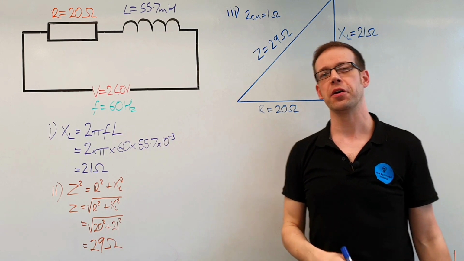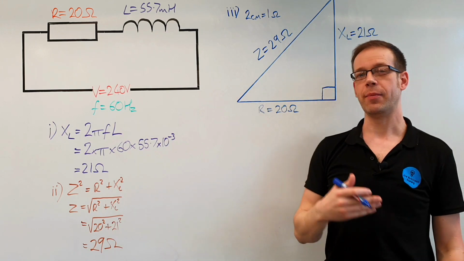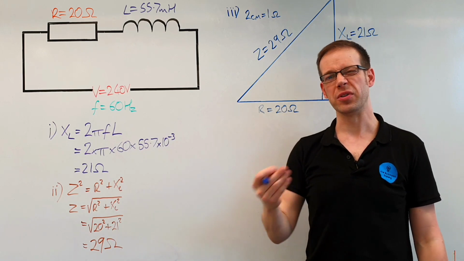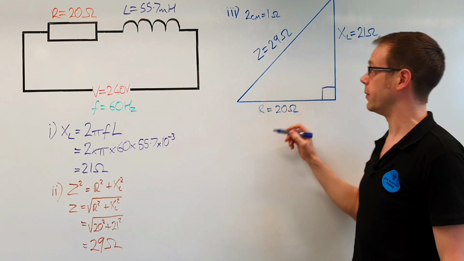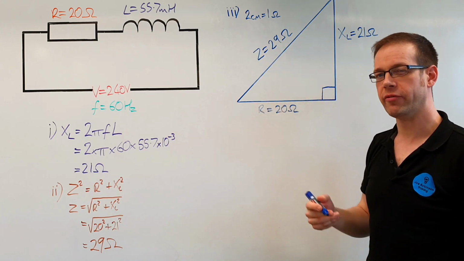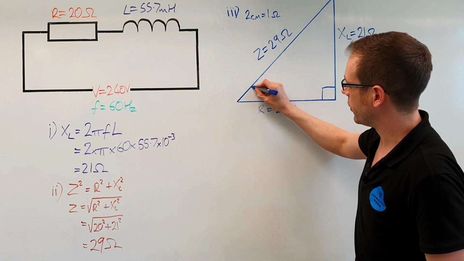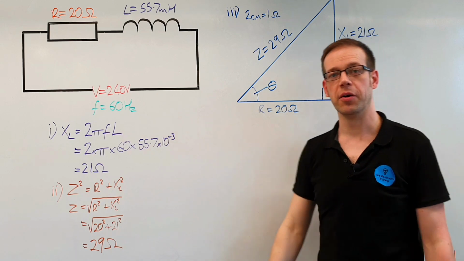Now, if this is the kind of question that's likely to come up in your exam, just have a word with your teacher and ask them how they want that to be presented. They might want specific information on here. They might want you to write the lengths of the triangle down. They might want you to write impedance rather than Z. So just ask them what information they want. I also like to see on here this angle marked as theta, because that's going to become important a little bit later on.